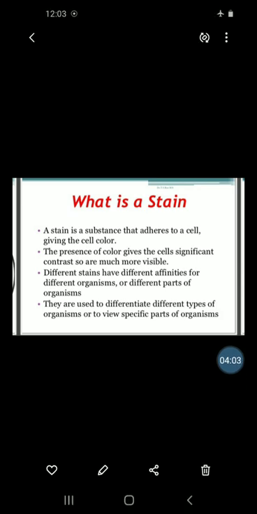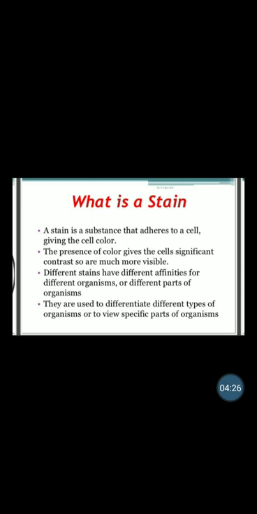They are used, it means the stains are used, to differentiate the different types of organisms or to view a specific part of an organism. What is a stain? It is the substance that adheres to the cell and gives color to the cell. Second, in the presence of color it gives the cell significant contrast and it is much more visible. Then different stains have different affinities for different organisms or different parts of organisms, and they are used to differentiate the different types of organisms or to view the specific part of a microorganism.